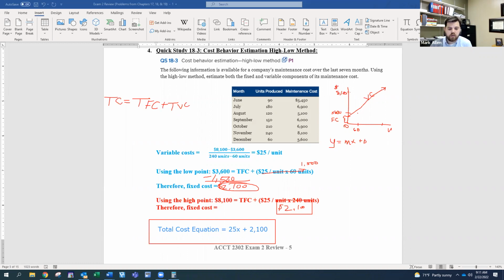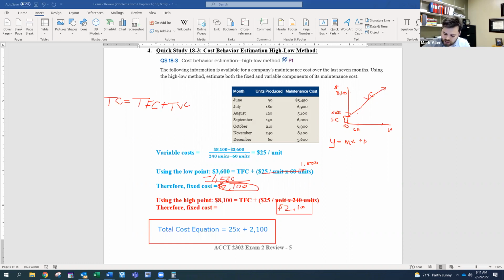So now if I said, well, estimate total production cost at 200 units. Okay, well, great. I just do 25 times 200 plus 2,100, done. Estimate total cost at 135 units. Okay, great. 25 times 135 plus 2,100. And so it gives you this very easy way to actually start making predictions.